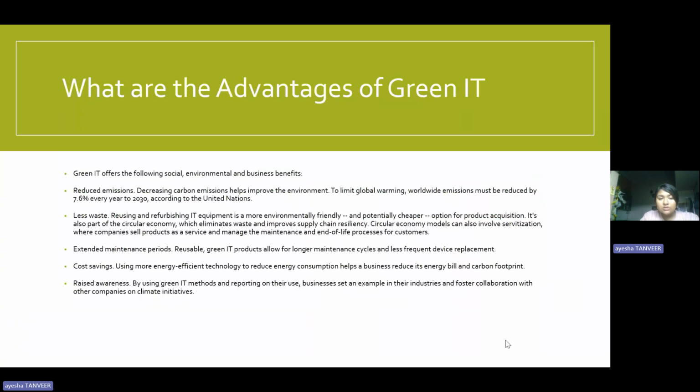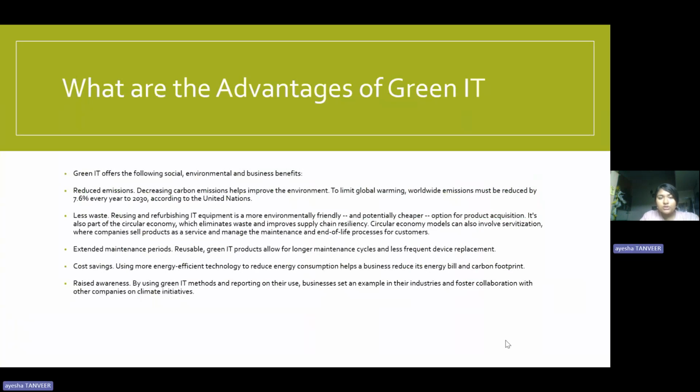Extended maintenance periods. Reusable green IT products allow for longer maintenance cycles and less frequent device replacement. Cost saving. Using more energy efficient technology to reduce energy consumption helps a business reduce its energy bill and carbon footprint. Raised awareness. By using green IT methods and reporting on their use, businesses set an example in their industries and foster collaboration with other companies on climate initiatives.